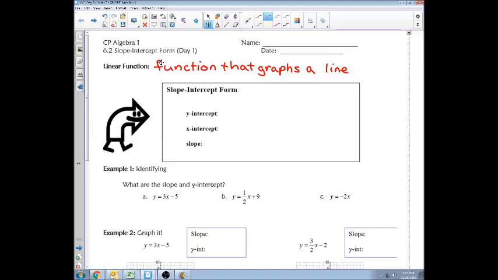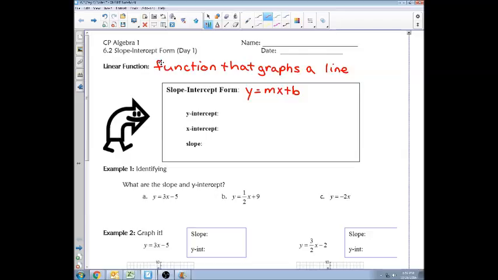Okay? The slope-intercept form. This is something you need to memorize. You need to memorize slope-intercept form. You need to understand what everything means in slope-intercept form. It's going to keep coming back and keep coming back and keep coming back. The slope-intercept form is y equals mx plus b.